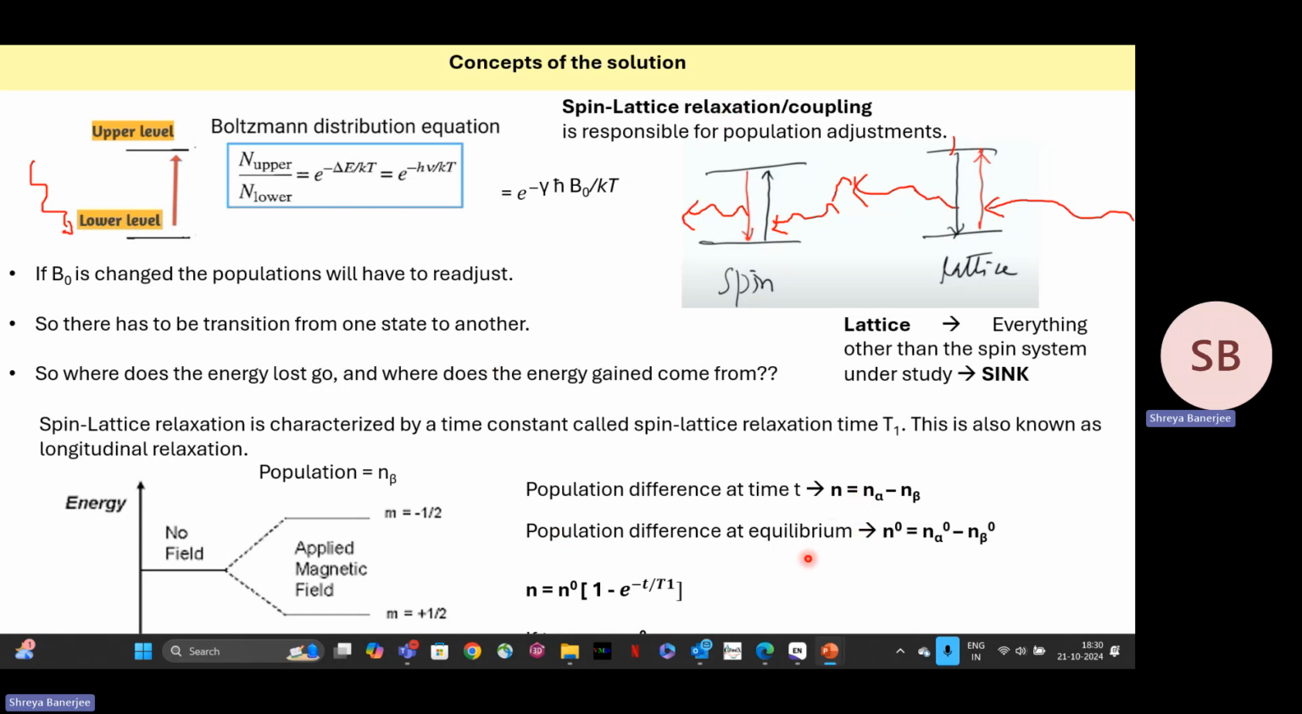So there is an equation that defines the population difference. If we consider the population difference at equilibrium as n0, and the population difference at any time t as n, then n is n0 into 1 minus e to the power minus t by T1, where T1 is the spin lattice relaxation time, which is also known as the longitudinal relaxation time, because if you imagine the spin going up and down, that is why it's called the longitudinal relaxation time.